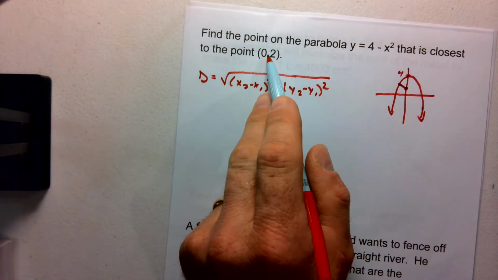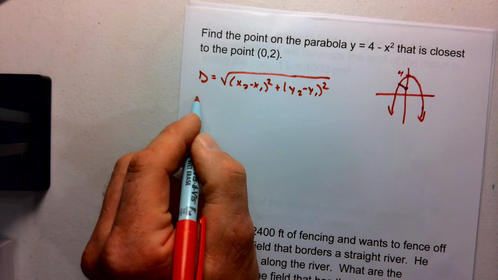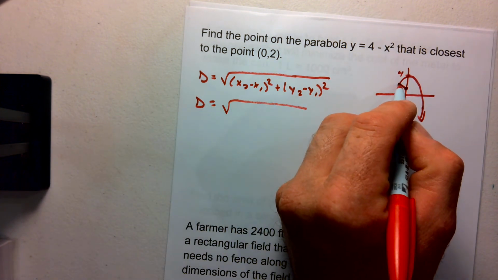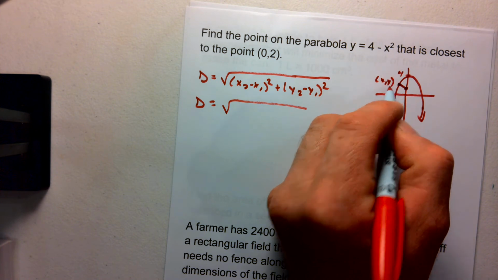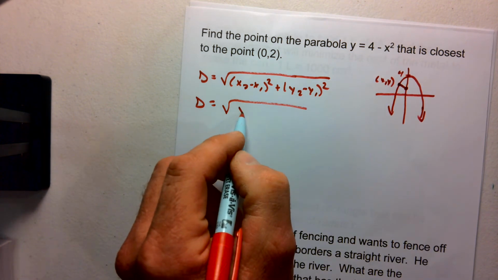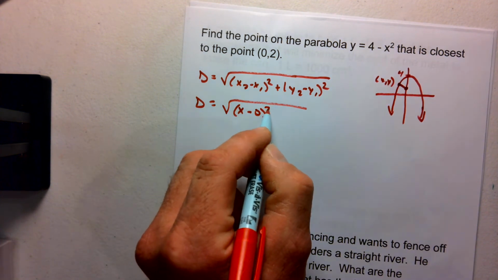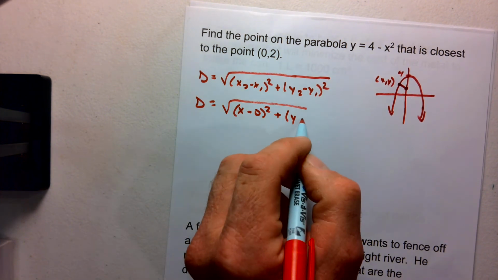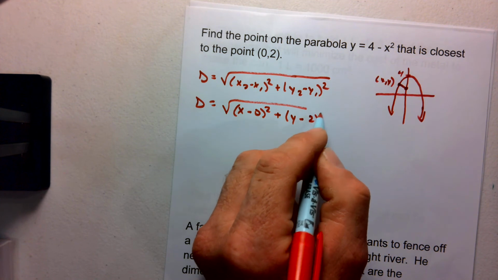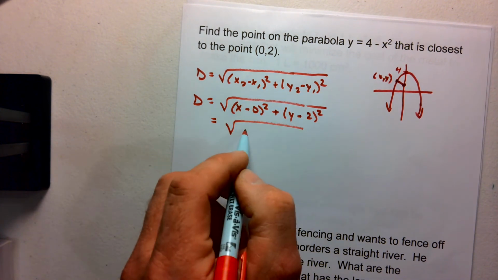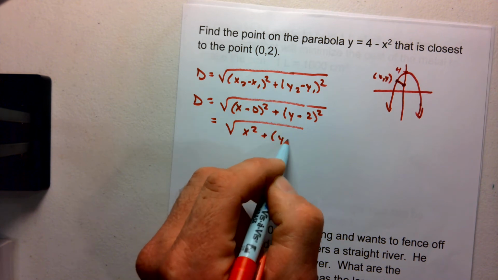Well, I know that I have a point 0, 2, so my distance is going to be between, and we don't know what the point is on the parabola, so we call that x, y at this point. So I know that I have x minus my x value, which is 0 squared, and to that I'm going to add the y minus my y value, which is 2 squared. Clean that up just a little bit, we can have the square root of x squared plus y minus 2 squared.